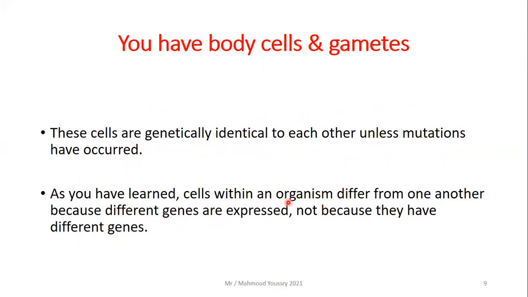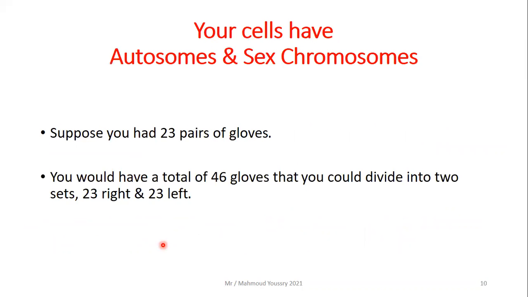As you have learned, cells within an organism differ from one another because different genes are expressed, not because they have different genes. These are the different types of cells in your body. They are different because different genes are expressed, not because they differ in the number of genes.